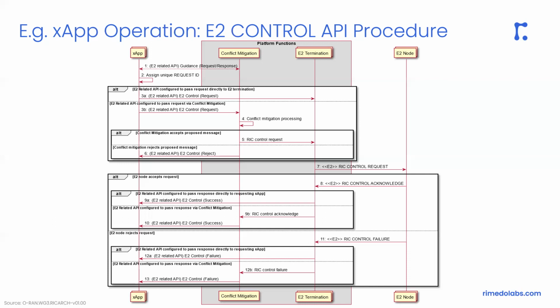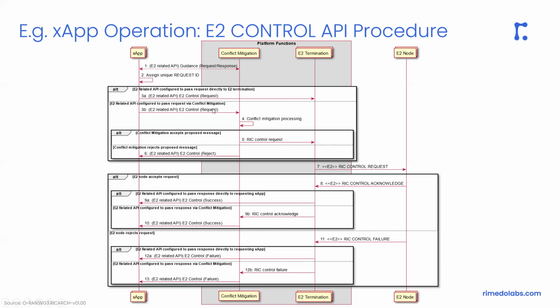So after it moves user A from cell X to cell Y, it sends the acknowledgement, which is then fed back to the conflict mitigation function, so that it knows that action has been taken and needs to take that into account before deciding on another handover from another xApp, for example. And then it passes the success information to the xApp so that it knows that it took place.